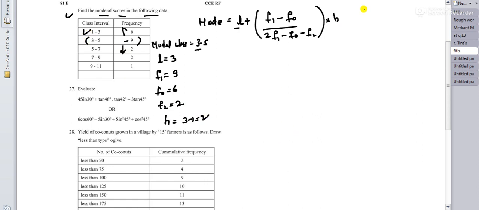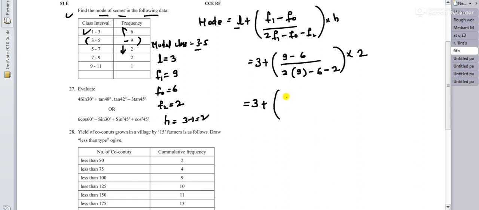Okay, here now substitute the values. L is 3 plus F1 is how much? Yes, 9 minus 6 divided by 2 into F1 is 9 minus F0 is 6 minus F2 is 2 into H. What is H? 2. So 3, keep it as it is.